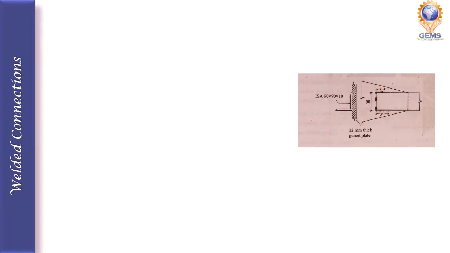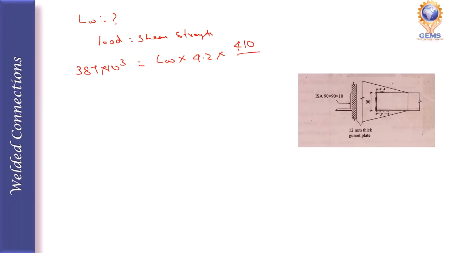Then if we equate this tensile strength with the shear strength, we can find Lw. We find the Lw value by equating the load to the shear strength. So the load value is 387 into 10 to the power 3 equals Lw into 4.2 into Fu dash 410 by square root of gamma mw. So Lw is equal to 487 mm.